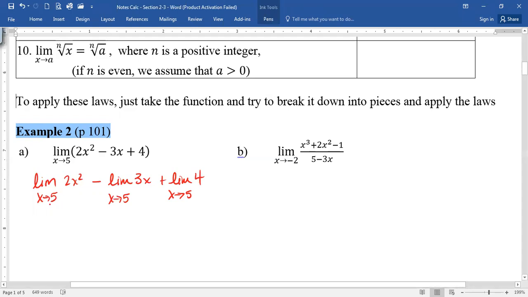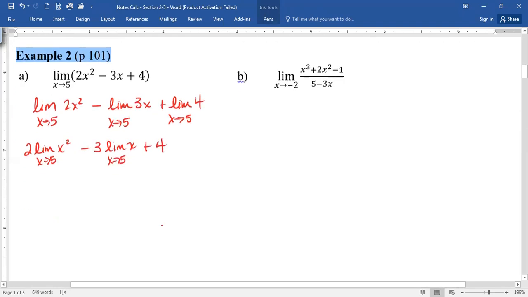Well, with this one, I know a 2 can come out in front, right? So I can put the 2 out in front. It can be 2 times the limit as x approaches 5 of x squared. And this one, the 3 can come out in front. So it's 3 times the limit as x approaches 5 of x. And this one, I'm going to solve right away because the limit of any constant is just the constant, right?